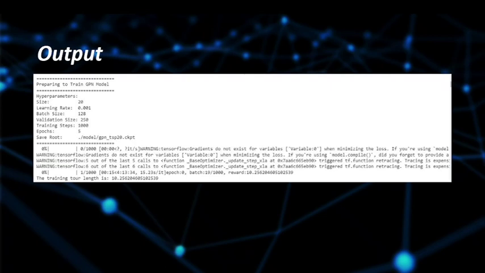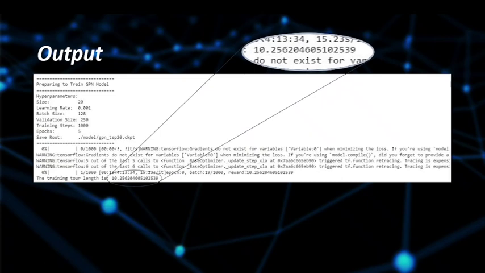As you can see, initially when the training of the model begins, the tour length was observed to be 10.256 units. You can see the hyperparameters considered while training the model, where size, which is equal to the number of city coordinates, is 20 and a learning rate of 0.001 is considered. A batch size of 128 is considered, the training step is equal to 1000 and the number of epochs is 5.